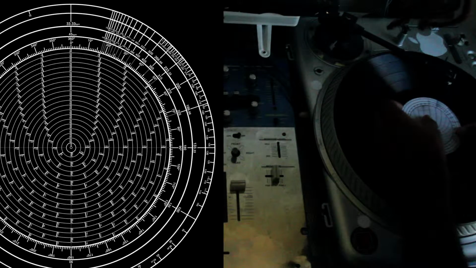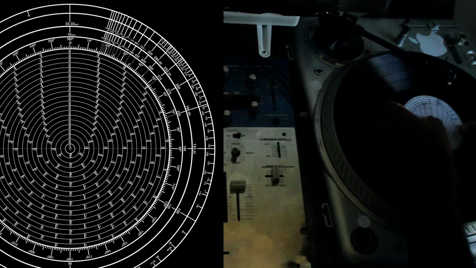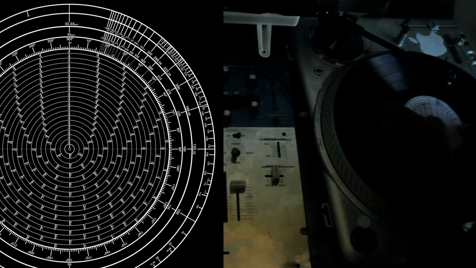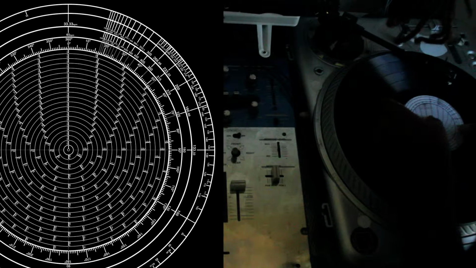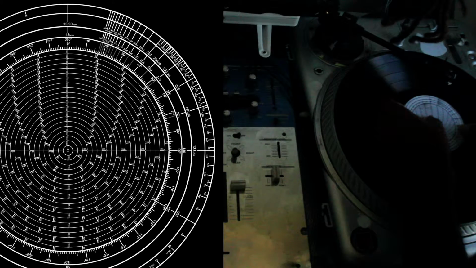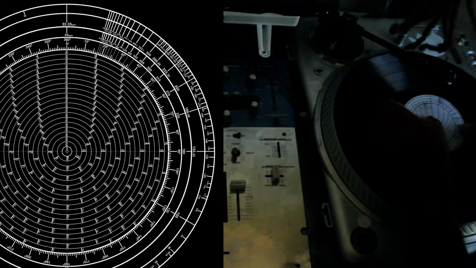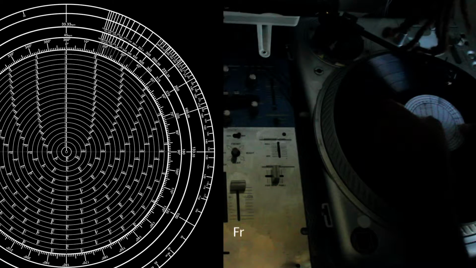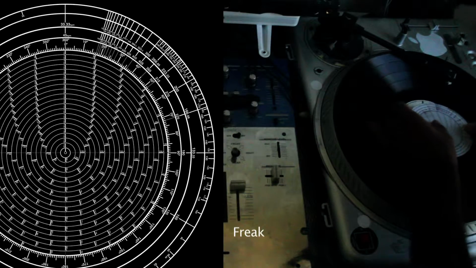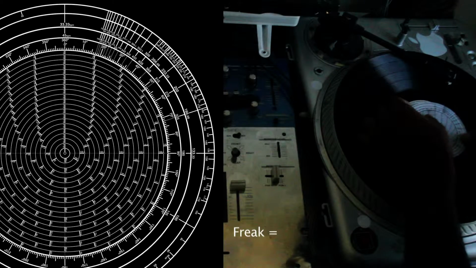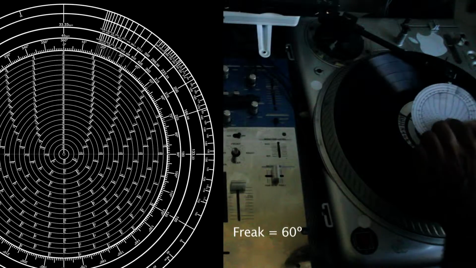This is about freak is about 200 beats per minute at 33, and that is 60 degrees. So freak is about 60 degrees, and we're going to see out right here is about, oops. So you want to get the center of the record.